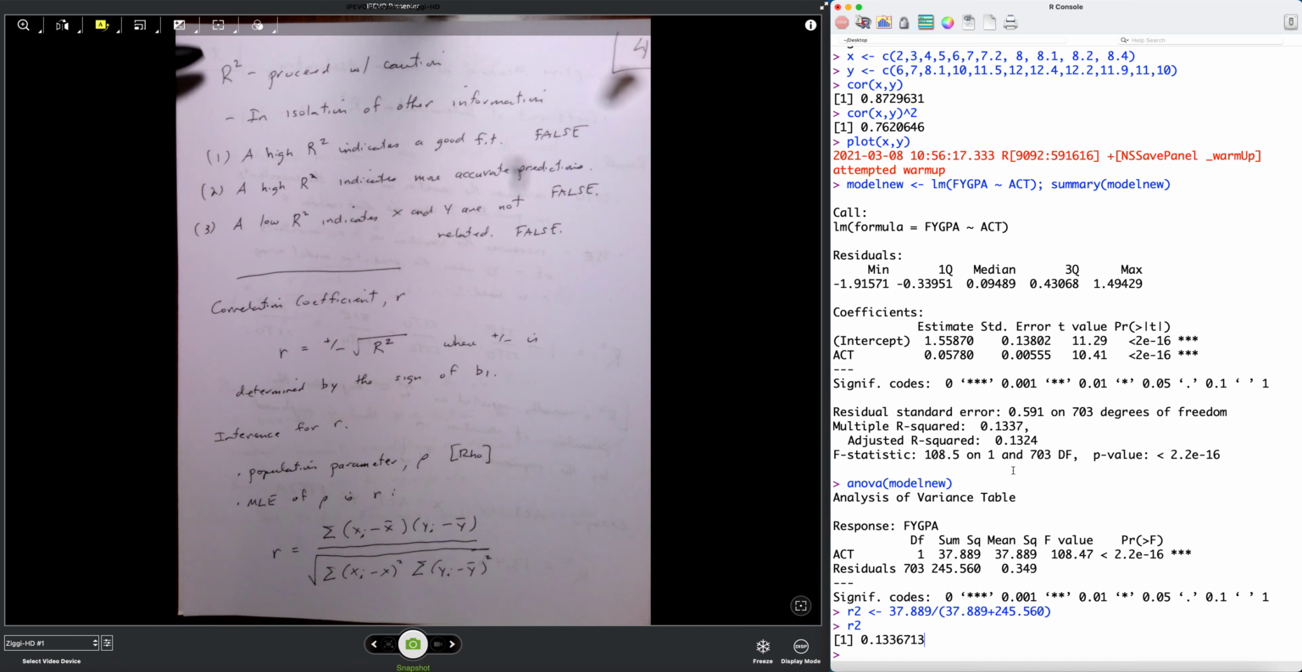R squared, proceed with caution. And this is something that I get a lot.